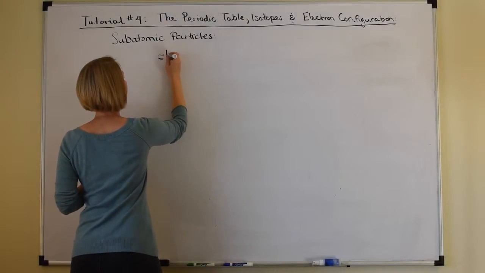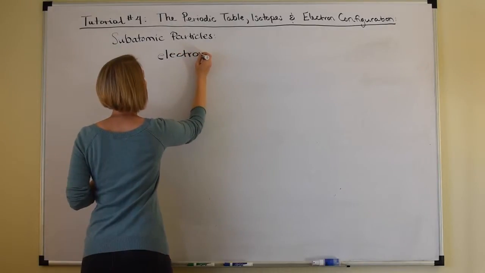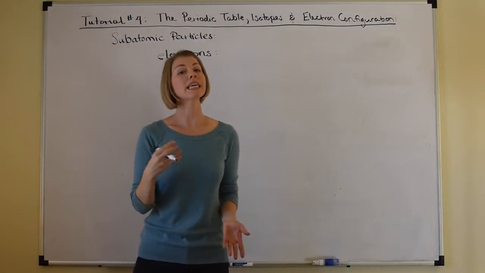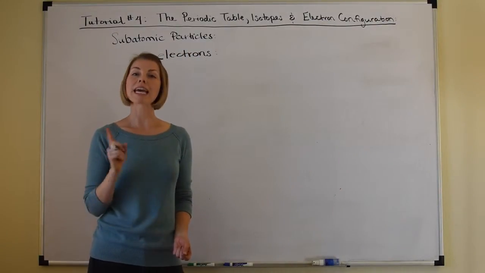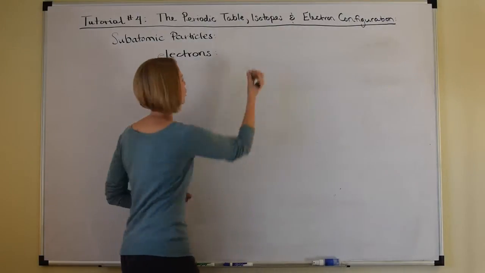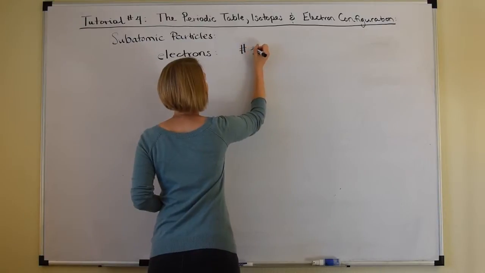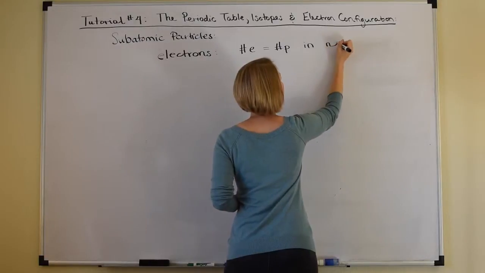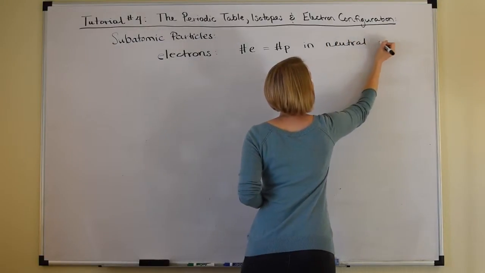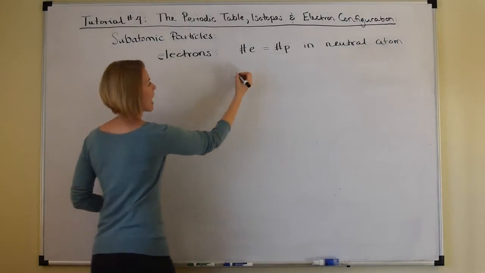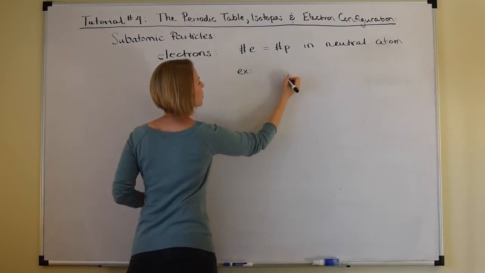So I'm going to erase this. Okay, now the number of electrons will be equal to the number of protons if the atom is neutral, meaning it doesn't have an overall charge. Okay, so I'm going to write here, number of electrons will equal the number of protons in a neutral atom. Okay, so let me give you an example of that. All right, for example.